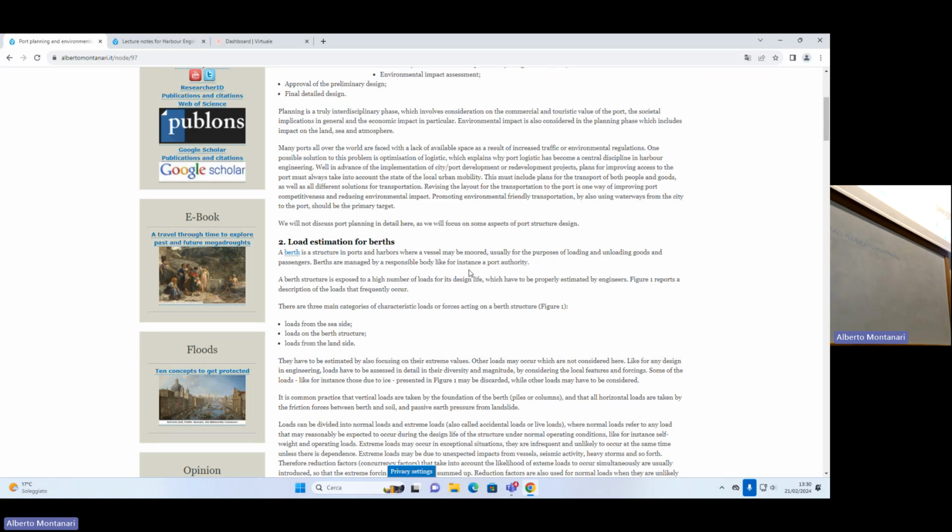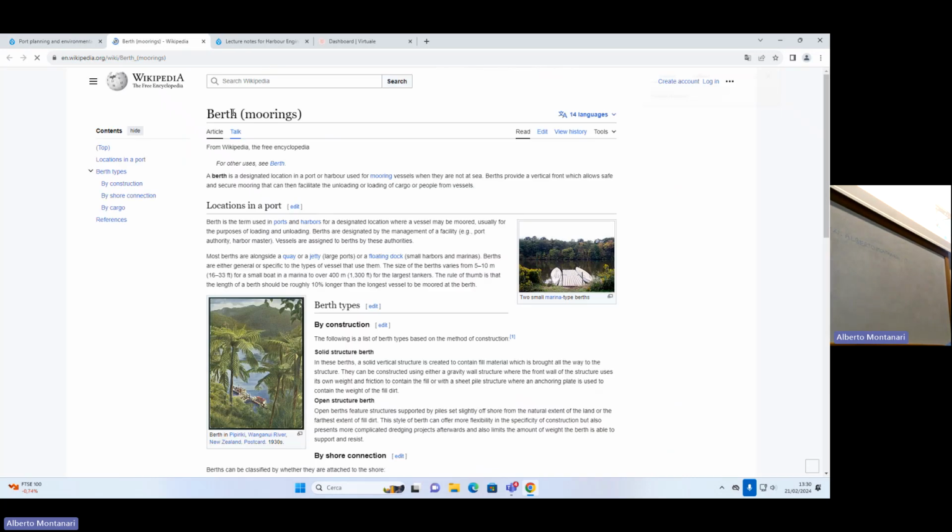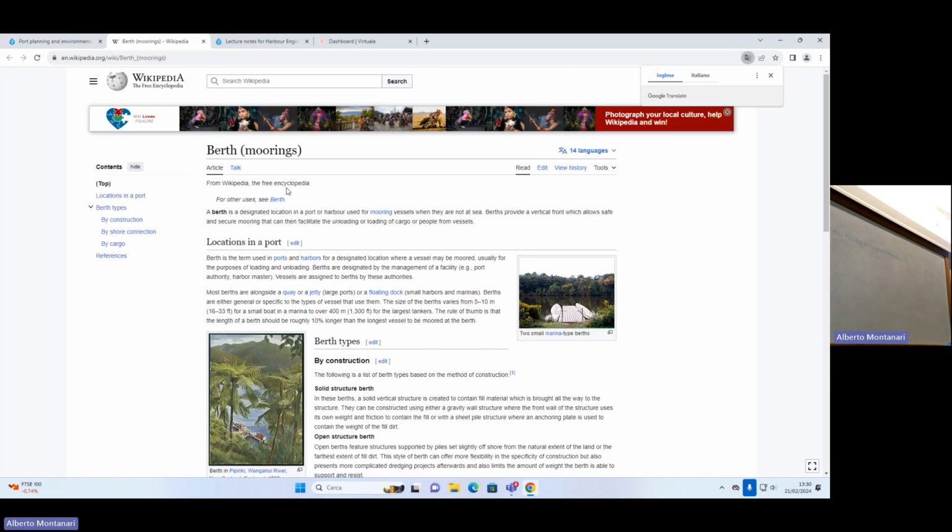What is the purpose of the links? The purpose of the links is not to prepare for the exam. The purpose is, if you see a word that you don't know, like a berth, what is a berth? There is a link here. You click there and you go to a Wikipedia page that explains what a berth is.